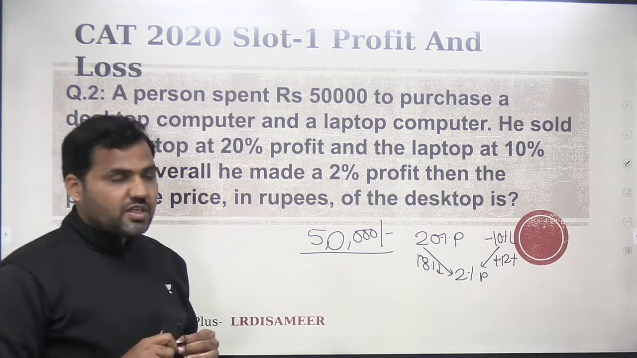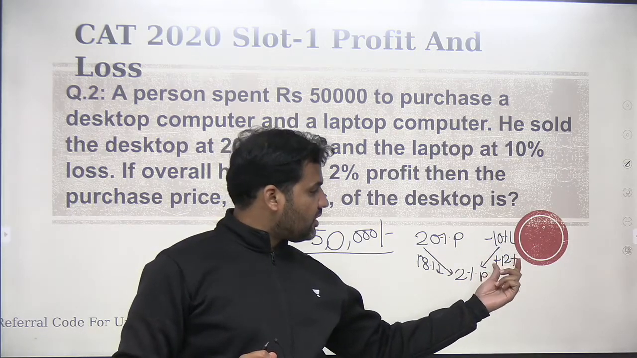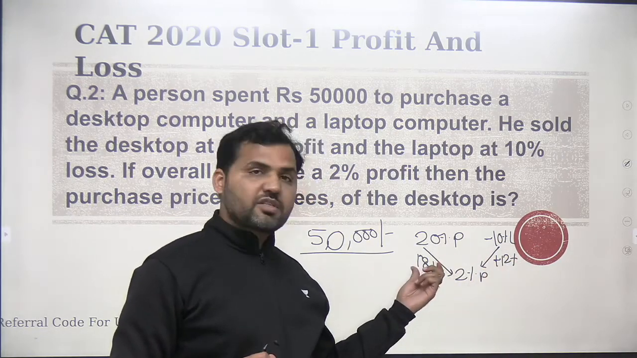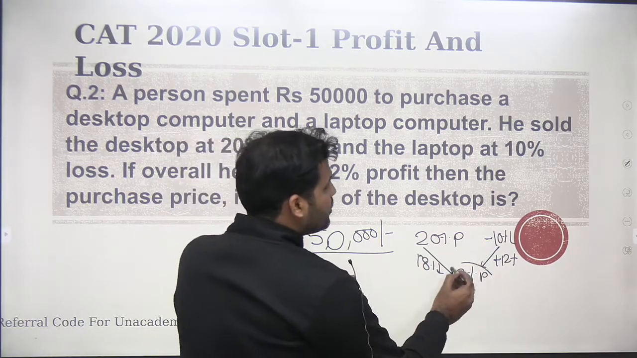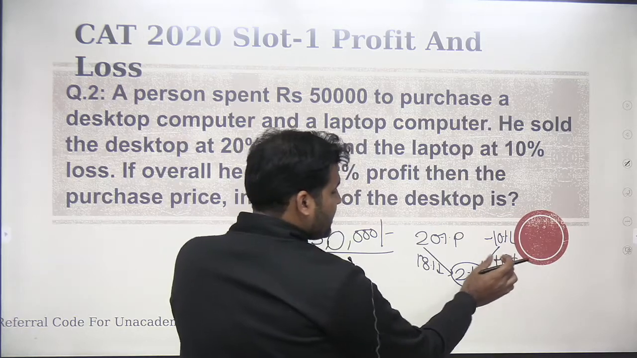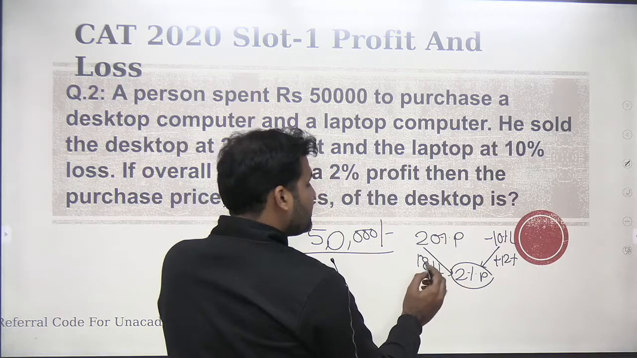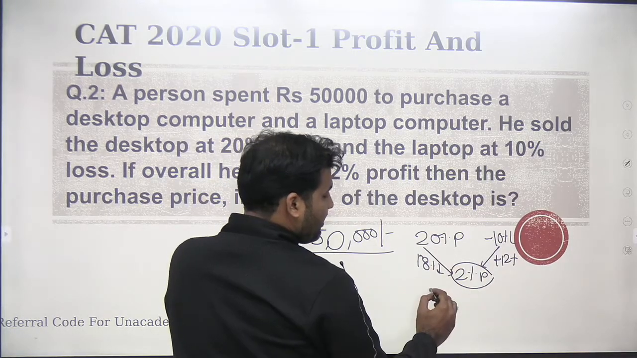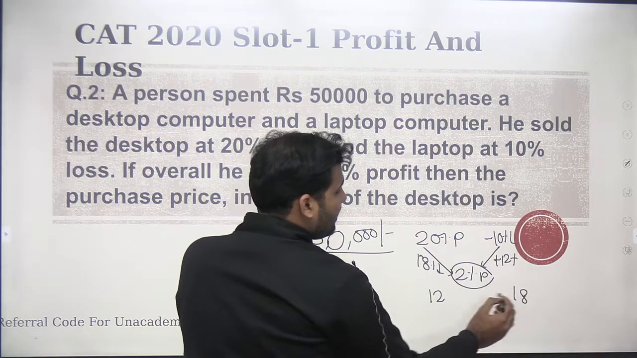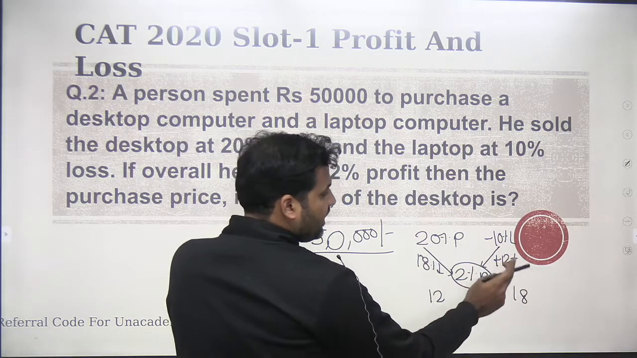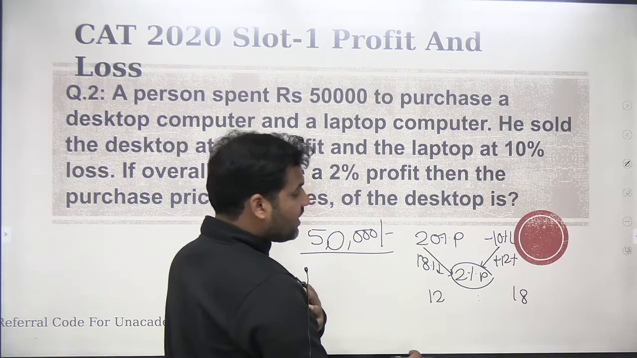Now, in a weighted average, you need to balance the value on both sides, right? The gain over here should be the same as the loss over here. That's a basic concept of weighted average. Only then the value will get balanced at 2% profit. Now, a 12% gain and 18% loss in the value should be equal. Now see that these two values will become equal if you take 12 on this side and 18 on this side, because 18 into 12 and 12 into 18 will give you the same product. So total gain and total loss will get balanced.